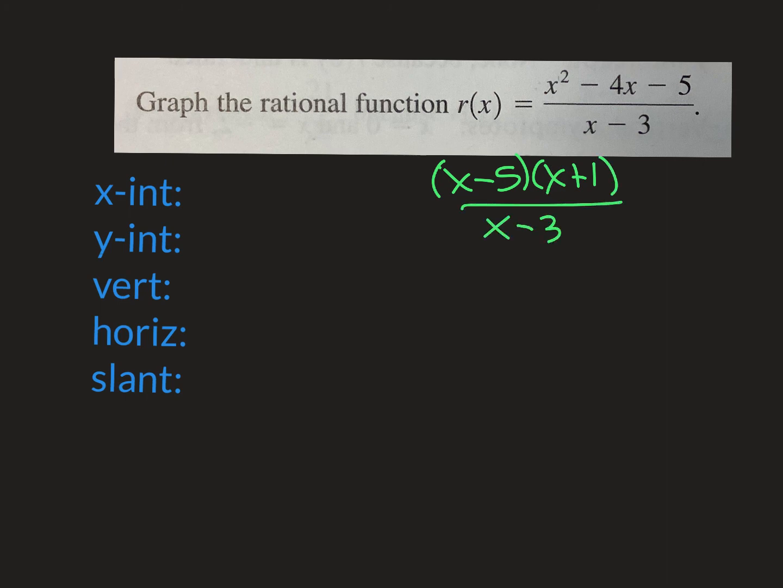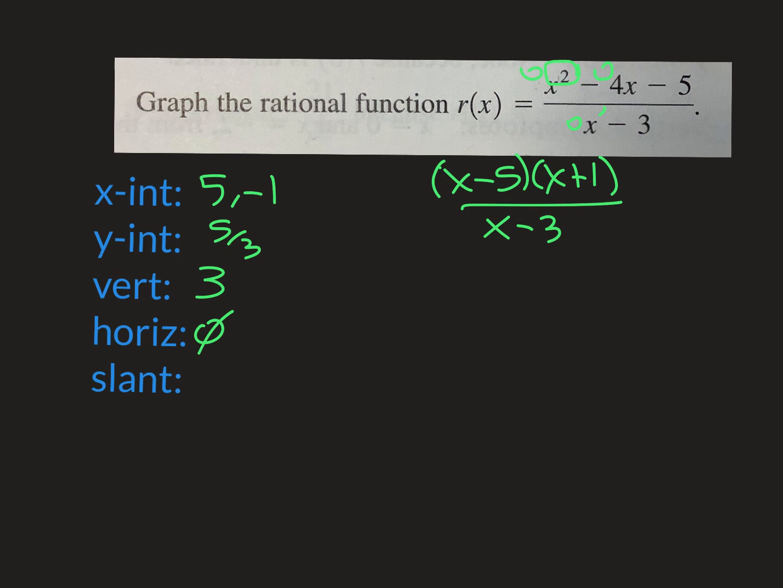Okay, so my x-intercepts, whatever makes the numerator 0, are going to be 5 and negative 1. The y-intercept, you just plug in zeros everywhere, and that gives you 5/3. The vertical asymptote, whatever makes the bottom 0, which is 3. Now here's the deal. There's not going to be a horizontal asymptote. Because of our rules, remember, anytime the top degree is larger than the bottom degree, there is no horizontal asymptote. And there can't be a horizontal asymptote if there's a slant asymptote.